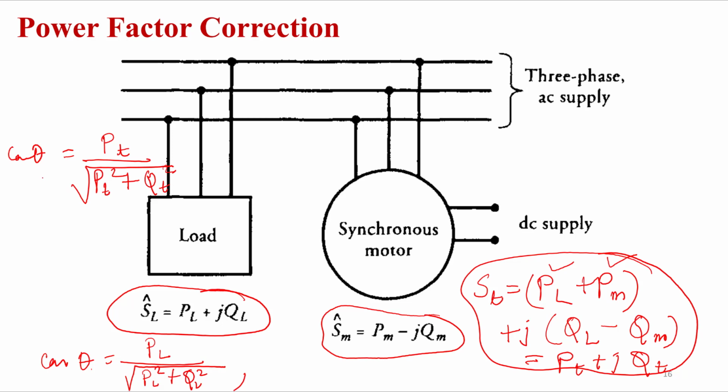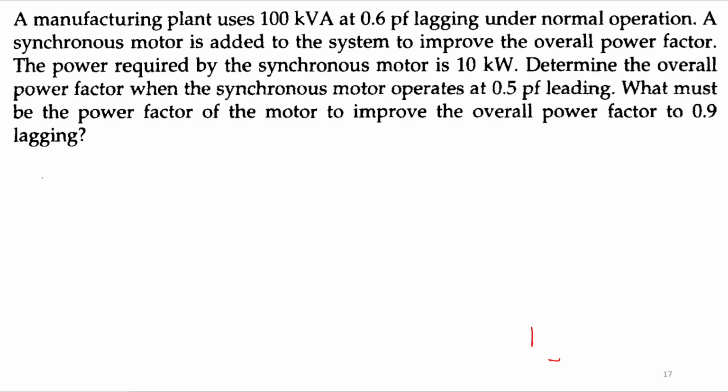So in order to demonstrate this, we can do this problem. This problem is just to see how the power factor improvement we can achieve, right? Suppose there is a manufacturing plant which uses 100 kVA at 0.6 power factor lagging. 0.6 power factor means it is very less, right? So under normal operating condition, a synchronous motor is added to the system to improve the overall power factor. The power required by the synchronous motor is 10 kilowatt. Okay. Determine the overall power factor when the synchronous motor operates at 0.5 power factor leading.